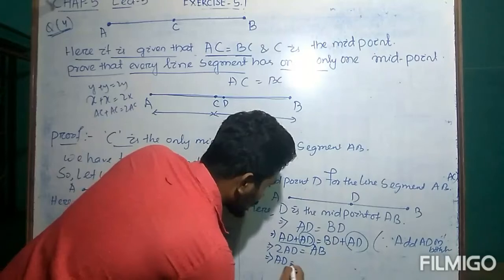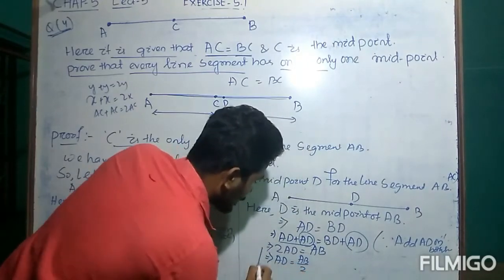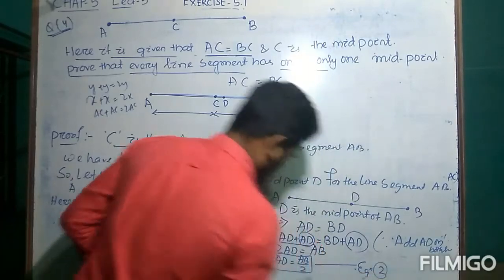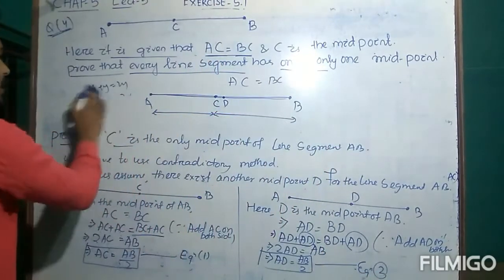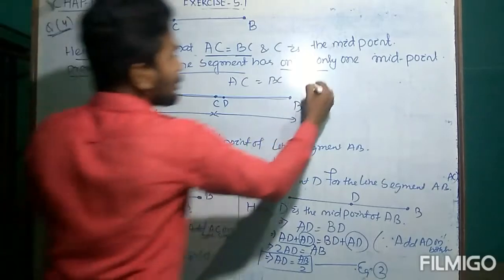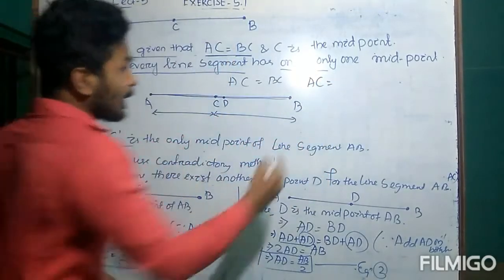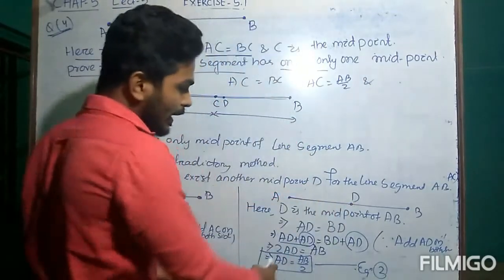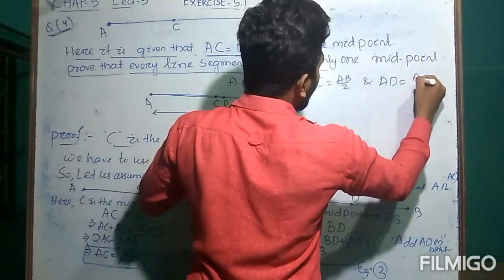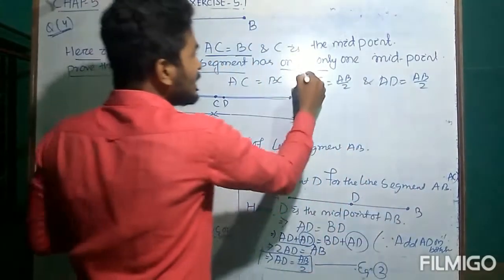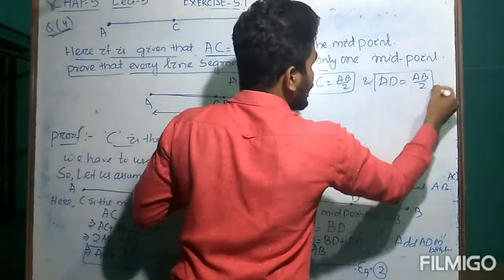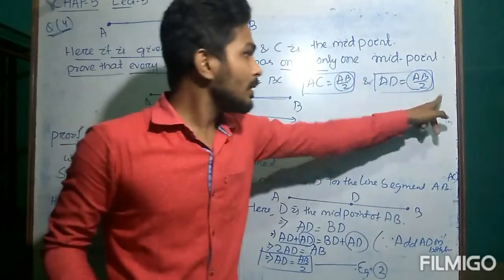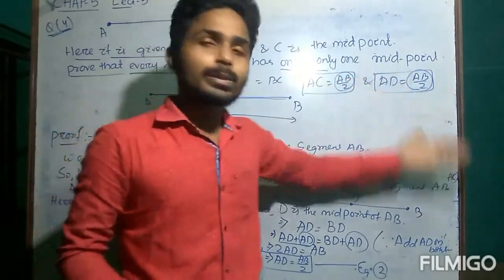So AD is how much? AB by 2. Okay, so this is your equation number 2. By the two assumptions, from the first assumption you get AC is equal to AB by 2, and from the second assumption, that D is the midpoint, you get AD is equal to AB by 2. Now you can see in these two equations the right hand sides are equal, so you can write their left hand sides also equal.